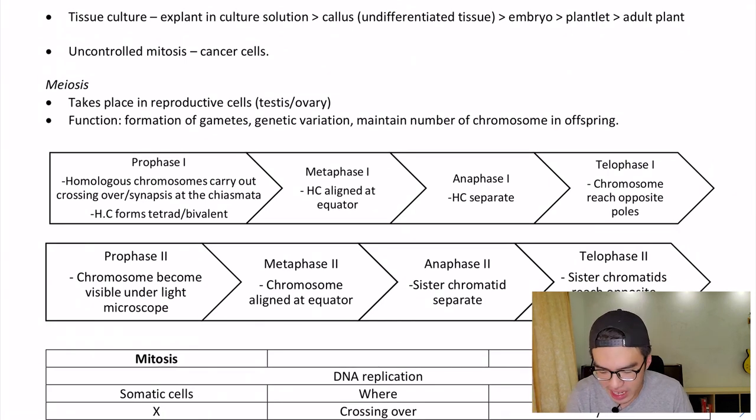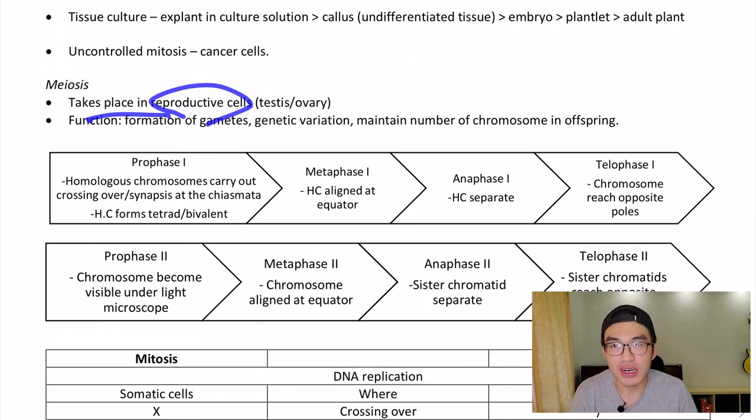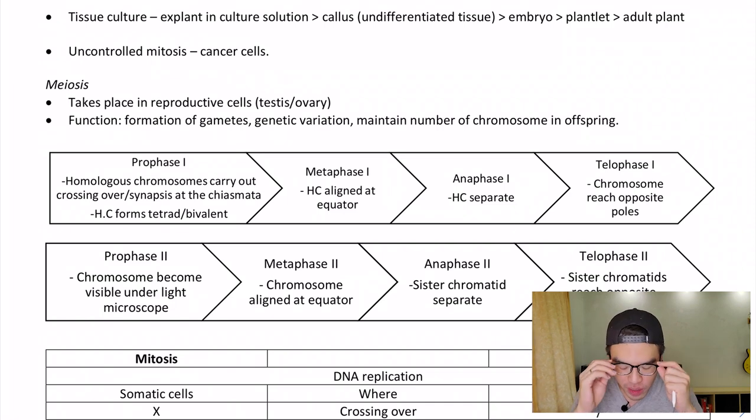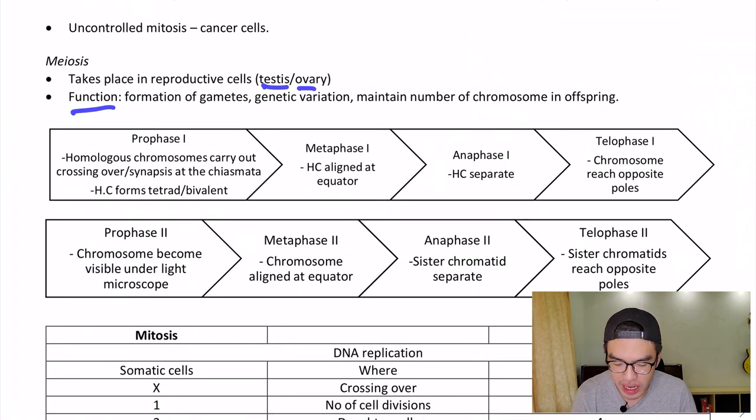So meiosis takes place in reproductive cells. Again, that's the opposite of your somatic cells. That would be your testes and ovaries. So what's the function? It's to form gametes. What is a gamete again? A gamete is a sperm and ovum. Of course, this is for genetic variation. No two children will look the same. It also maintains the number of chromosomes in offspring.